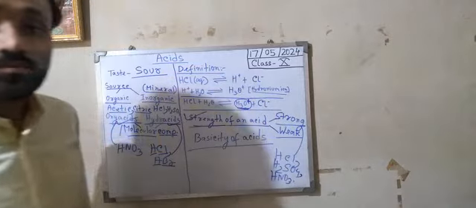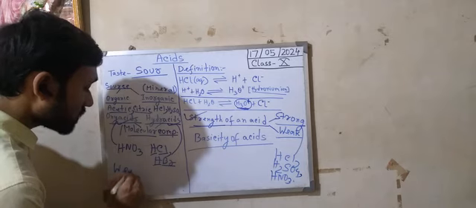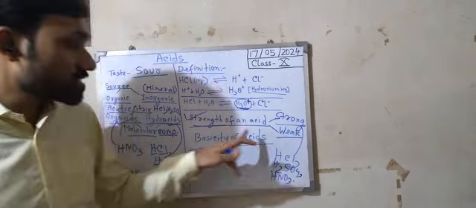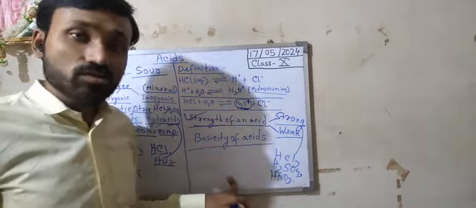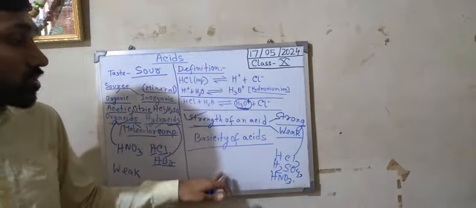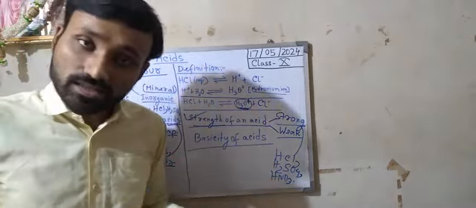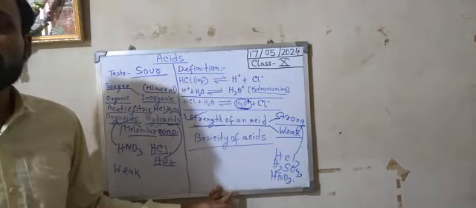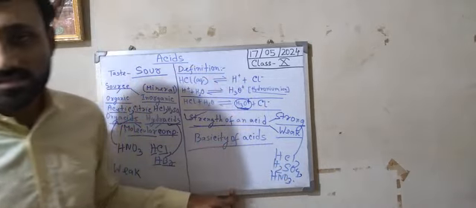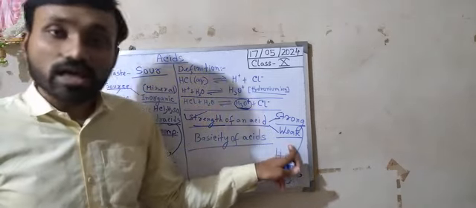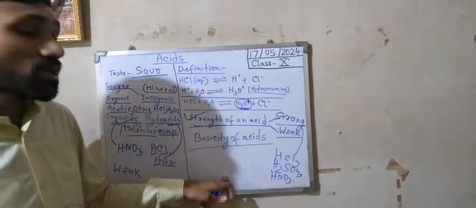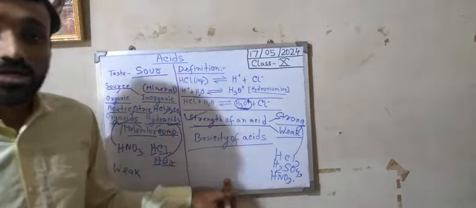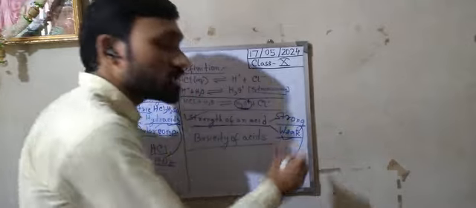Next, what do we mean by weak acid? A weak acid means the strength of that acid is weak. Now what do we mean by weak? That means this acid in aqueous solution partially dissociates. They are not completely dissociating. They are partially dissociating in aqueous solution, giving a low amount of H plus or H3O plus ions. Those acids are called weak acids.